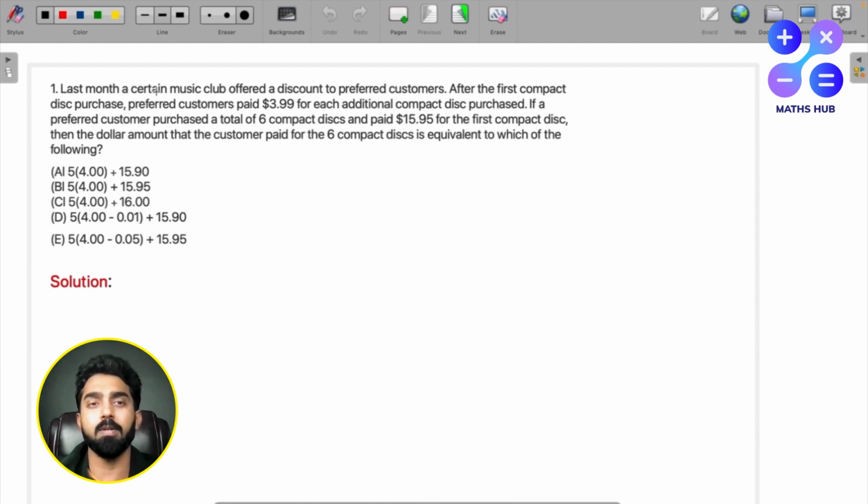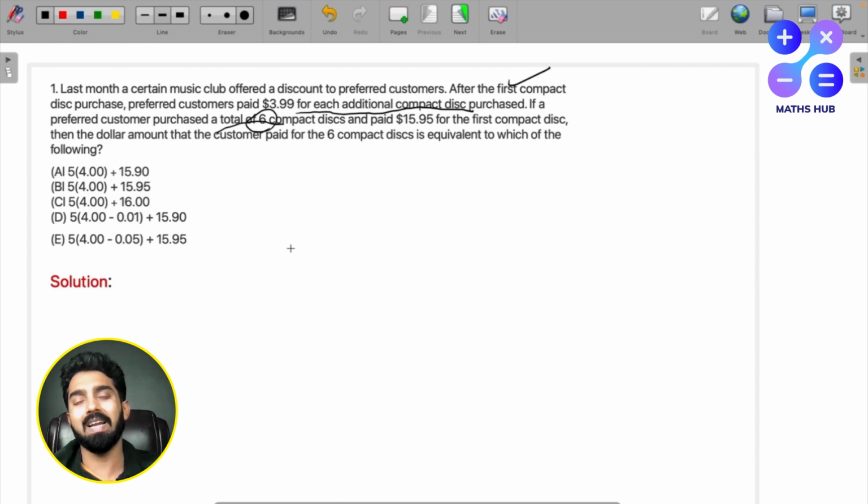Great, here's our first question. Last month, a certain music club offered a discount to preferred customers. After the first compact disc purchase, preferred customers paid $3.99 for each additional compact disc. So after the first purchase, there's a discount. If a preferred customer purchases a total of 6 compact discs and paid $15.95 for the first compact disc, then the dollar amount that the customer paid for the 6 compact discs is equivalent to which of the following.